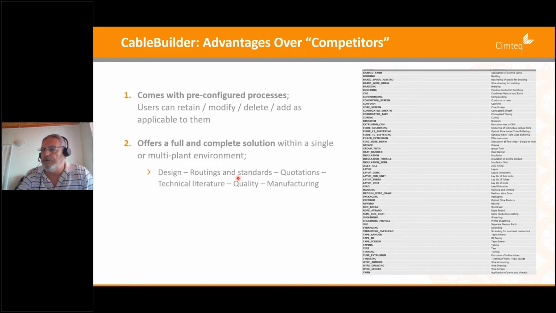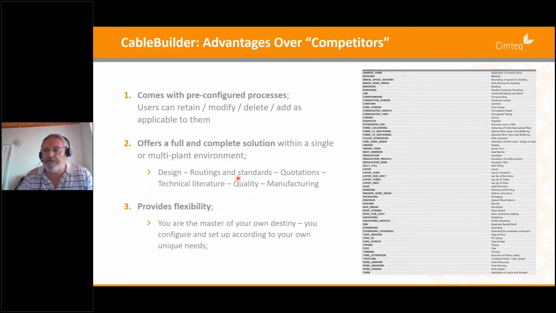It offers a full and complete solution with a single and multi-plant environment. I think Amada spoke about this earlier, where you design in one system, you cost in another system, you do data sheets independently in Excel or what have you. CableBuilder allows you to do everything from a single center point. From design, you can do your routines and standards, you can do your quotations, you can create your technical literature, which is your cable data sheets. You can look at your quality part of the cable manufacture, and you can also look at the manufacturing part. So everything is sort of a one-stop shop.